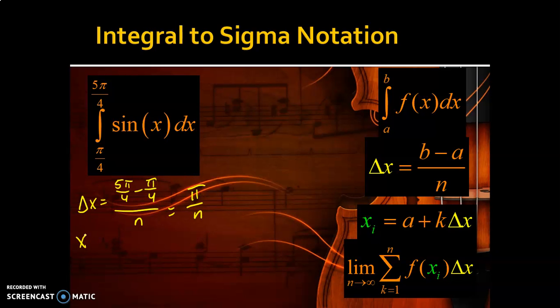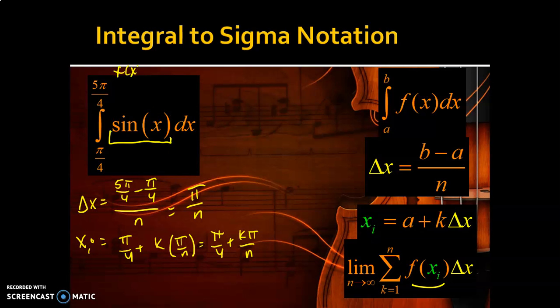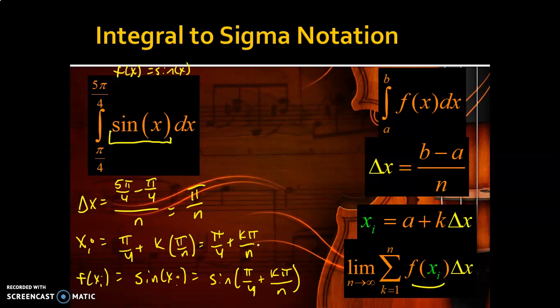All right, and then x sub i would be a, which is pi over 4, plus k times delta x, which is pi over n. I'm going to go ahead and say that's pi over 4 plus k pi over n. And then let's figure out what f of x sub i would be. So in this problem, f of x is sine of x. So then f of x sub i would be sine of x sub i, which would be the sine of pi over 4 plus k pi over n.